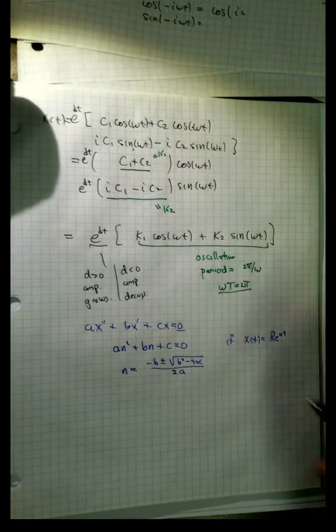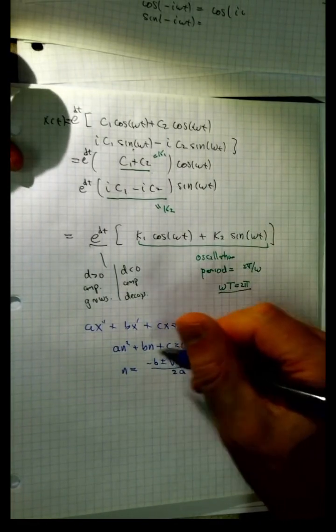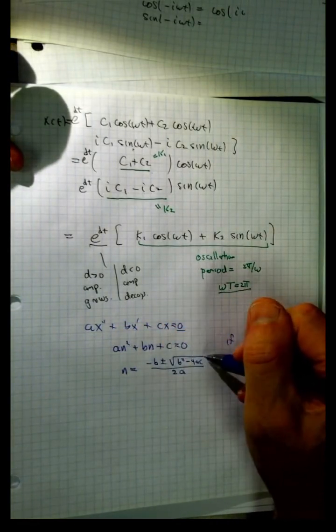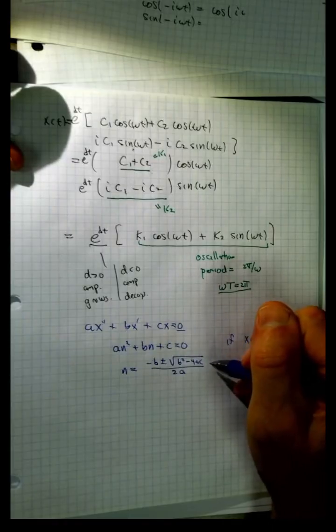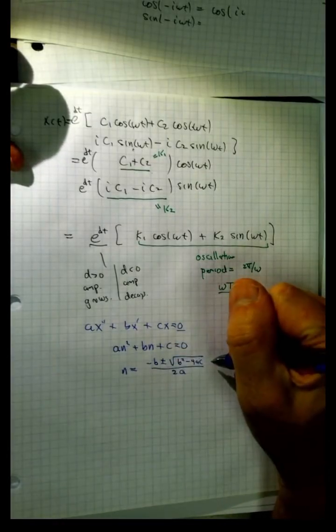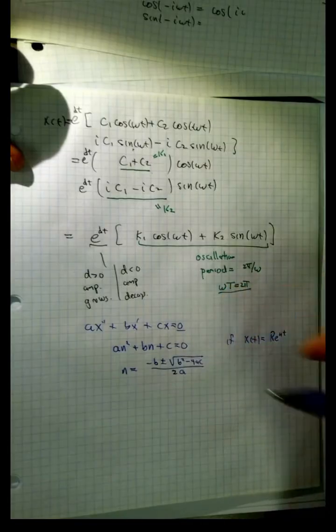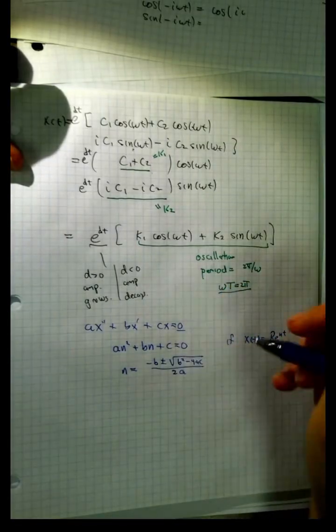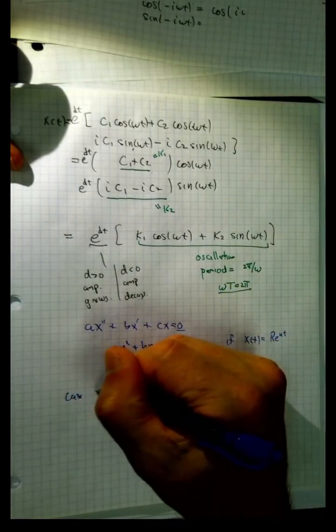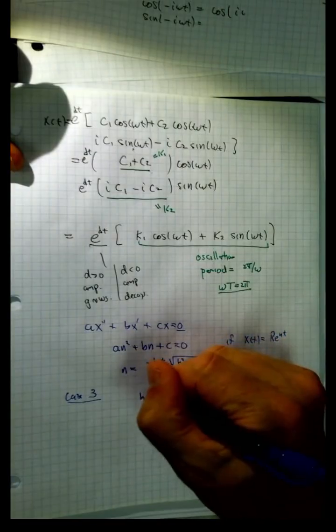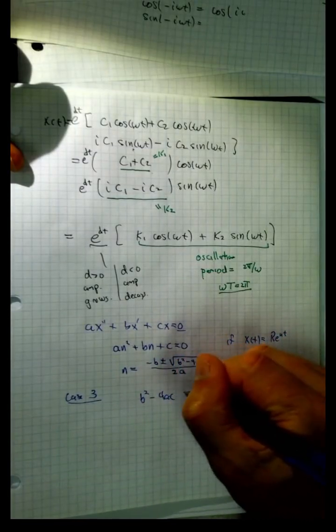If b squared minus 4ac is positive, we've already figured out how to deal with that. We have two distinct real roots. If b squared minus 4ac is 0, I have a repeated root, and again, we know how to deal with that. What we've not dealt with is the case when b squared minus 4ac is less than 0.